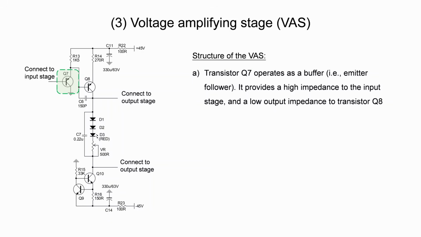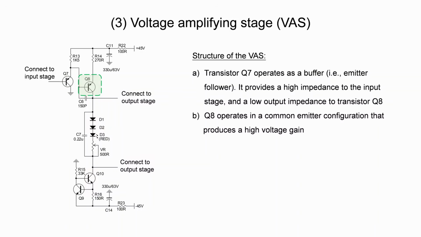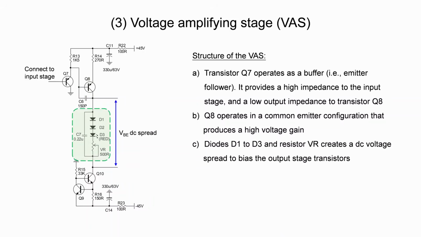If we look at it closely, transistor Q7 operates as a buffer, which is in an emitter-follower configuration. It provides a high impedance to the input stage and a low output impedance to transistor Q8. Transistor Q8 operates in a common emitter configuration. The collector load resistor for Q8 is the collector impedance of Q10, which is a very high impedance. As a result, the amplifying stage produces a very high voltage gain.